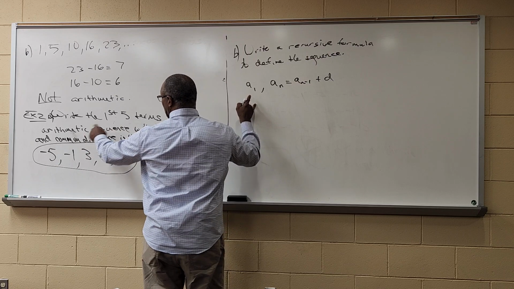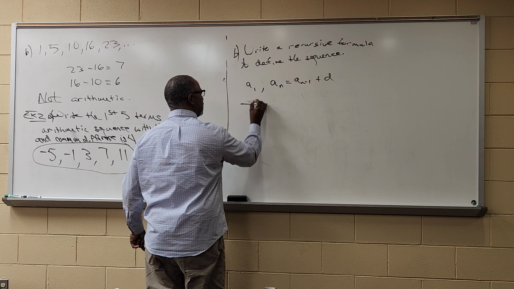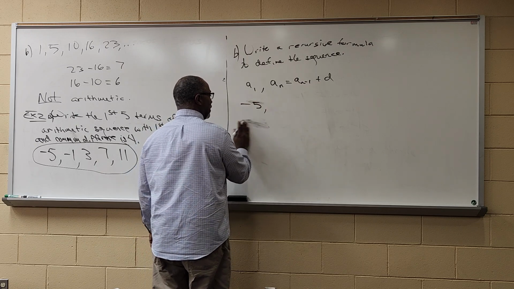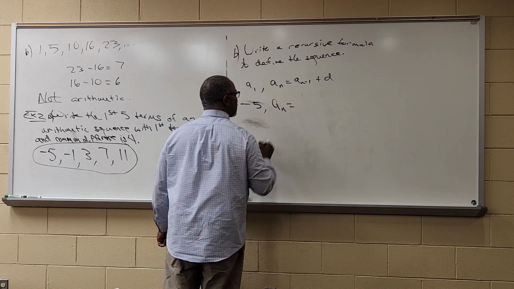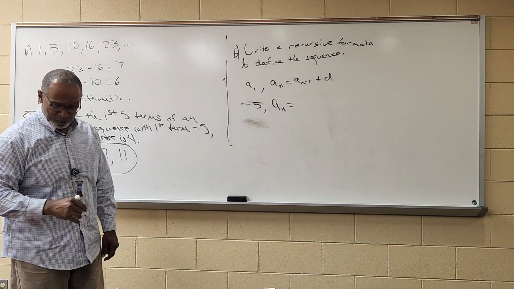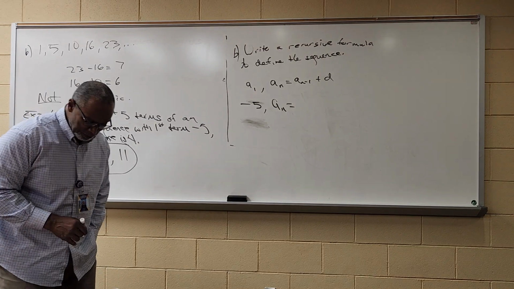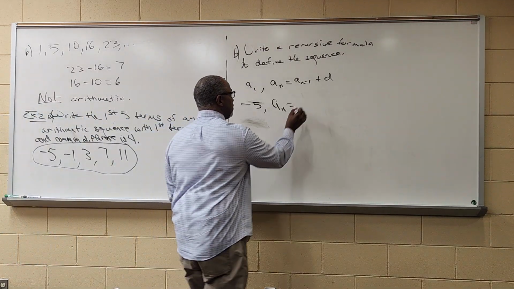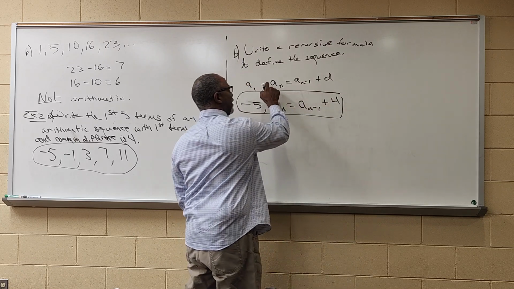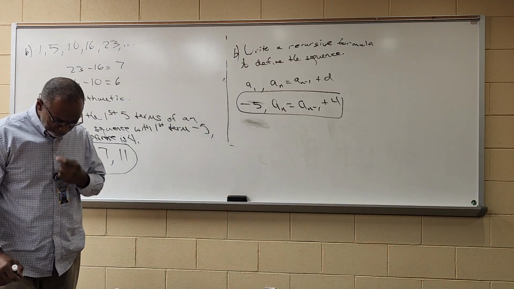Well, I know what A1 is. A1 was negative 5. And then I can just write AN now. AN would be AN minus 1 plus D. So AN minus 1, D was 4. So there's my recursive formula. That came from that definition. That's how I'll write the formula recursively.